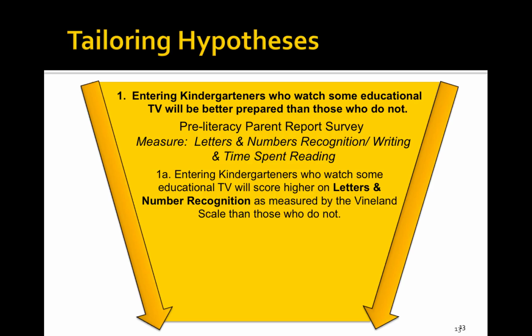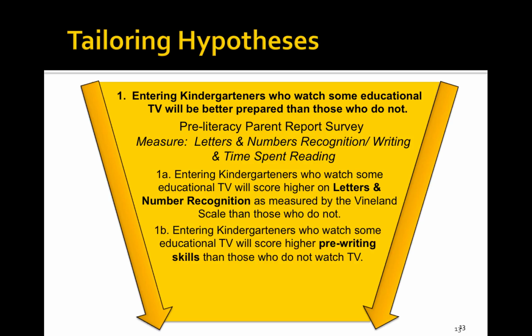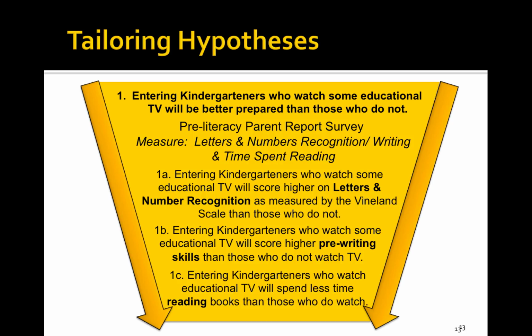For example, I am looking in the first one at entering kindergarteners who watch some educational TV. I'm predicting will score higher on letter and number recognition as measured by the Vineland scale than those who do not. You see, now I found my measure, the Vineland scale, and I know that it breaks it down, and I'm going to be looking specifically at letter and number recognition. I will do the same for each component of the scale that I am using in my survey.